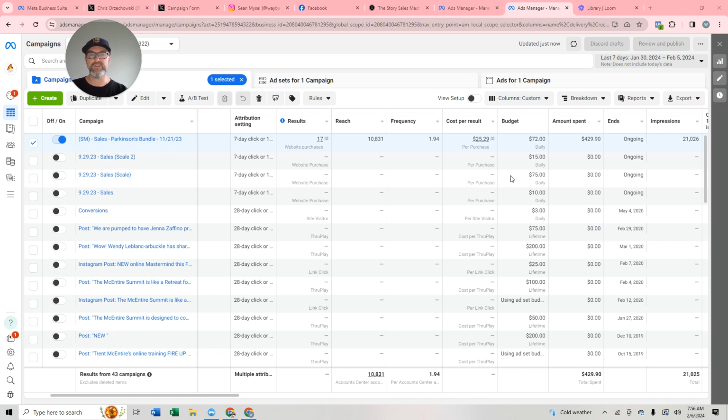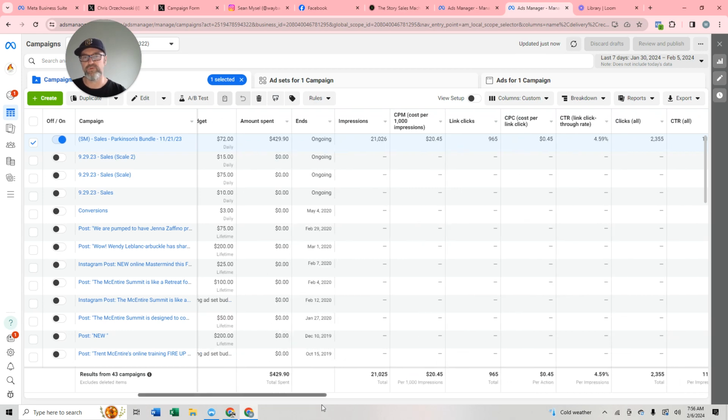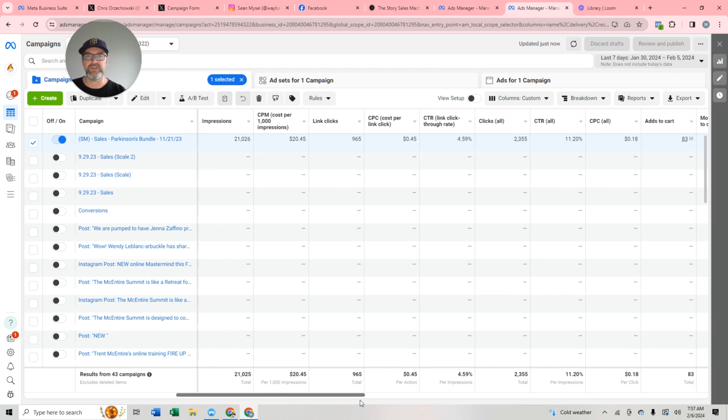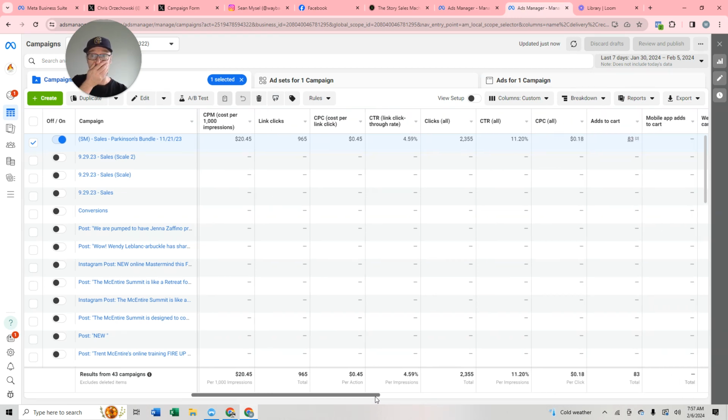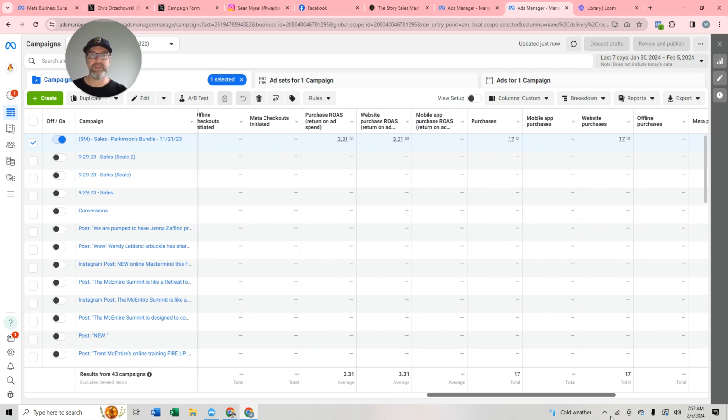So the surface level stuff is we got 17 purchases over the last 17 days. He's basically spending about $50, $60 a day. I just bumped it up to 72 yesterday. And his CPM's $20, pretty good. That's a prospecting ad. His CTR is 4.59. He's always got really high click-through rates, and so overall pretty good.